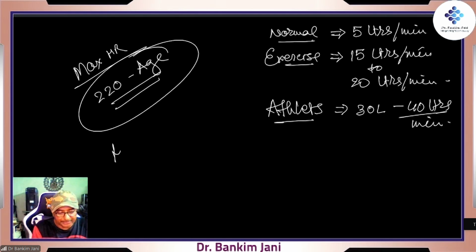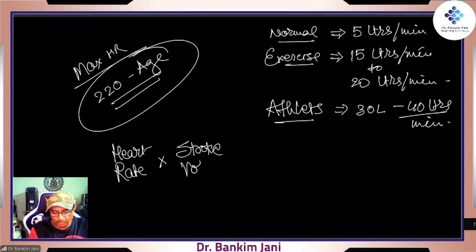So it is the heart rate, the pace at which the heart is beating, multiplied by stroke volume. Stroke volume is the amount of blood which is pumped out of the heart with every stroke. Every time the heart beats, how much blood is getting pumped, and how many times it is happening. That is what is called the cardiac output.